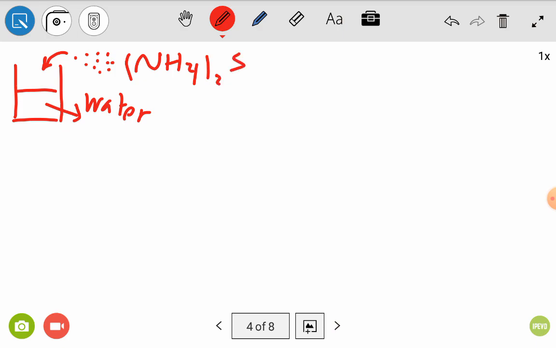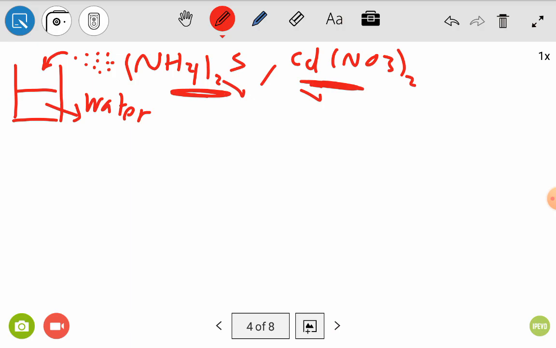And there is another salt, by the way, which is cadmium nitrate. By adding these two salts in water and the ionization process, because both are going to dissolve in water, we are going to find that there is a chemical reaction formed, and we are going to know what exactly happened during this chemical reaction.